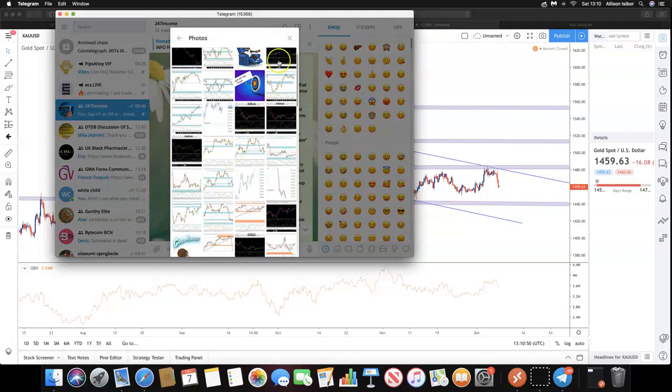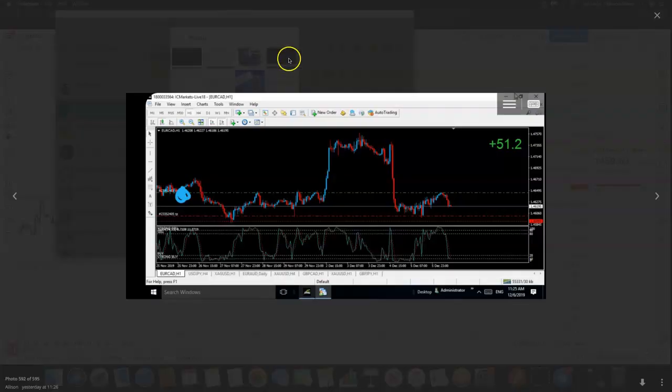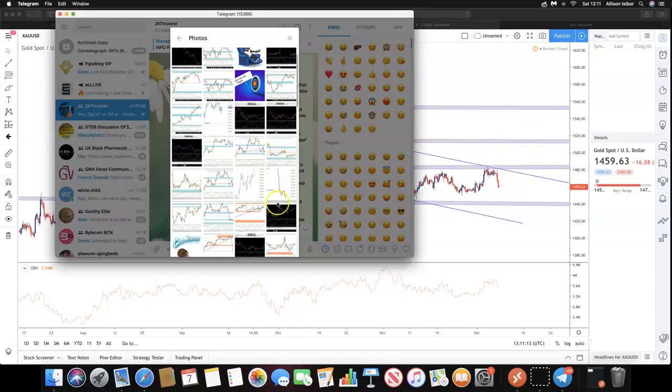Let me show you some photos of what we've been doing. This was one of my recent trades. As you can see, it's a live account. So you can see the areas. It was support here, resistance here, resistance here, resistance here, and it was cracked here as well. That area now became a new support, and that gave me 51 pips. I have several examples of trading like this.